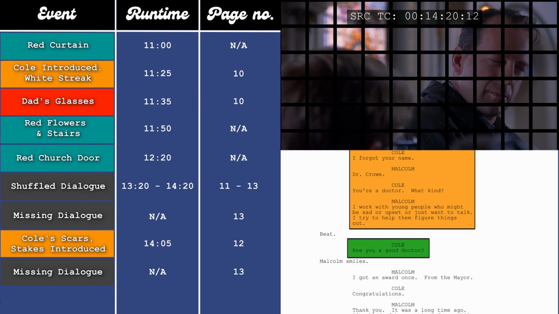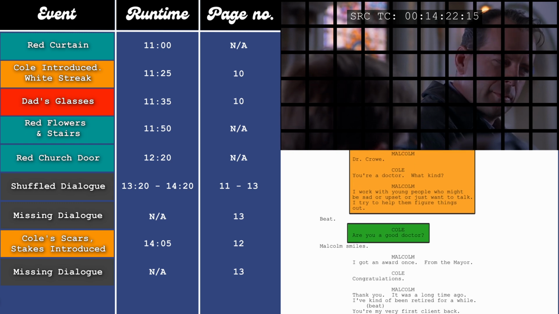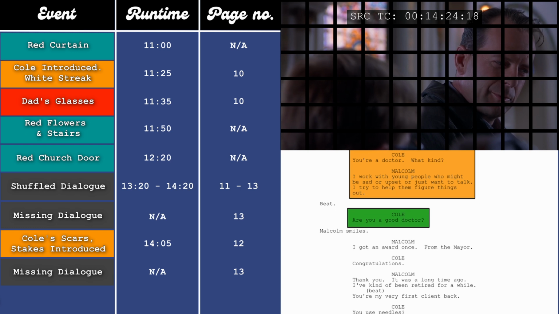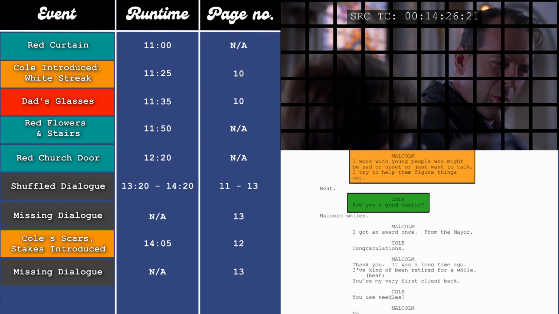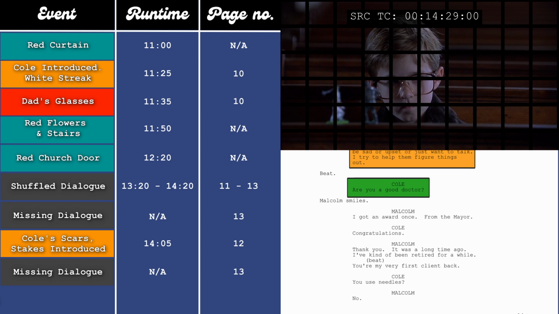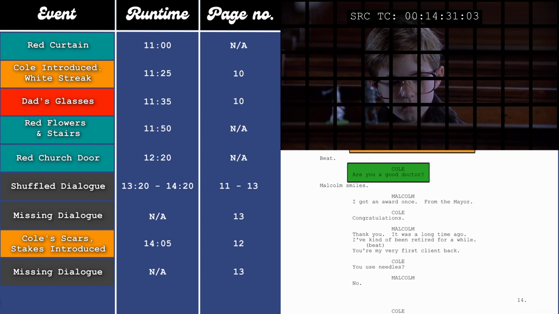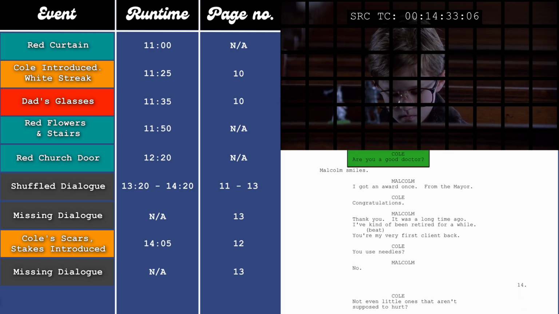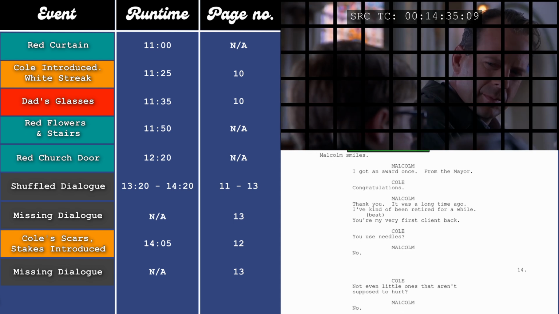We can maybe read a little bit into that line, are you a good doctor? because Cole recognised that Malcolm doesn't know he's dead. So instead of saying, "Are you a good ghost?" it's his way of asking, "Are you one of the good ones?" as a way to try and assess who this guy is and if he can trust him.